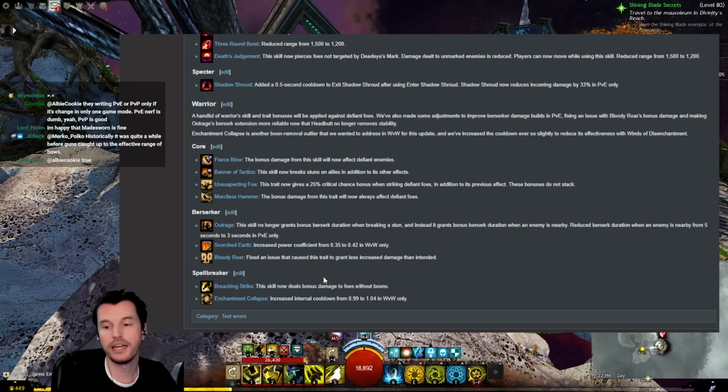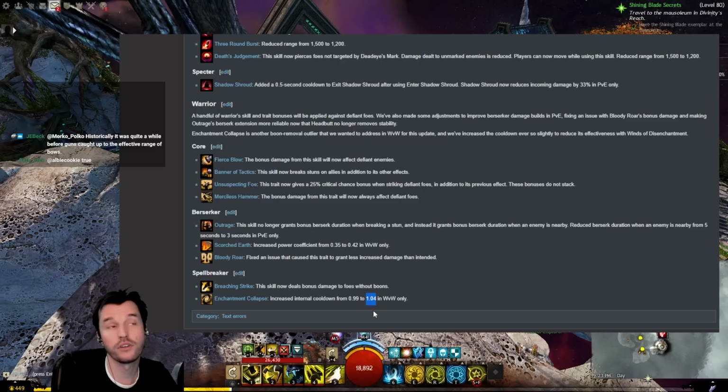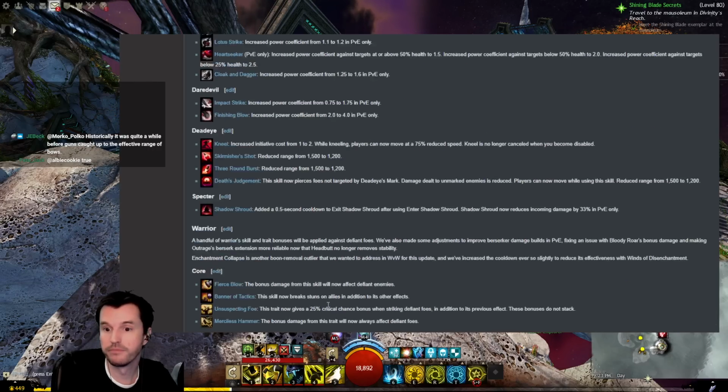Enchantment Collapse, and they even said during the broadcast, this is the most interesting thing of the entire bit, increase the internal cooldown from 0.99 to 1.04. I don't know if they're going to be able to handle a buff this large. I don't know if they're going to be able to handle this change. This is clearly just CMC unchained. He's out of control, and someone needs to stop him.